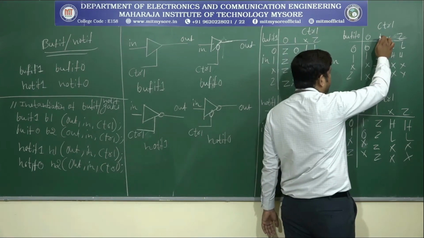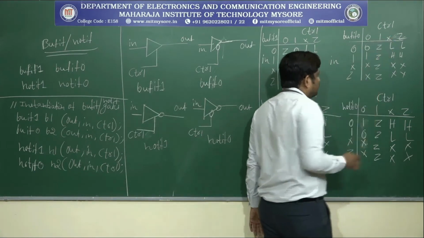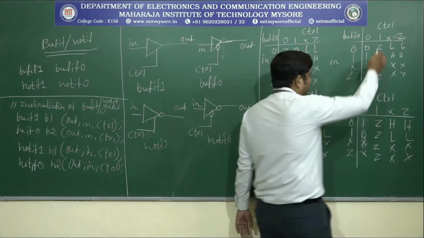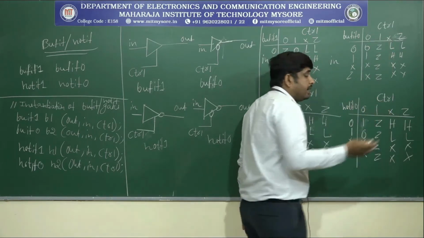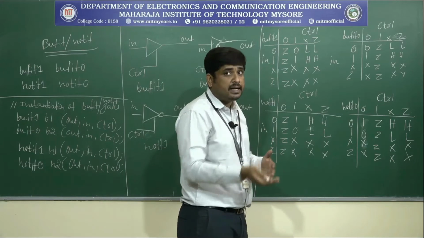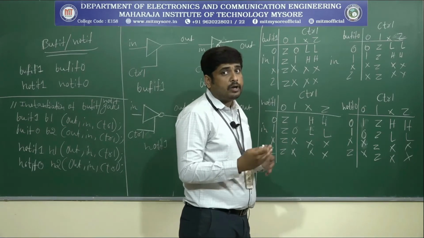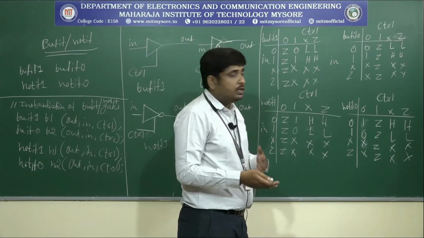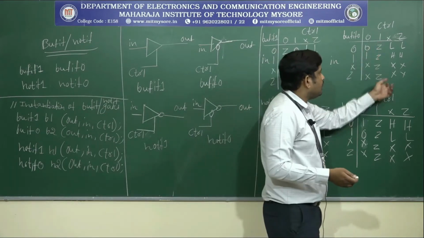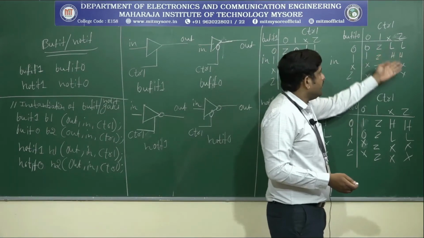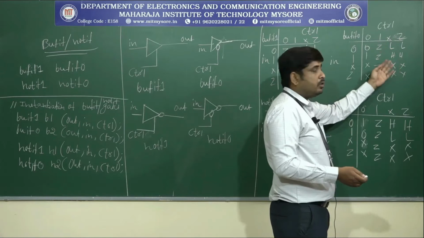When the control signal is equal to 1, what changes here? When the control signal is 1, the output is disabled, so it does not propagate. At that time it produces high impedance, Z. The remaining X and Z values are similar to what?